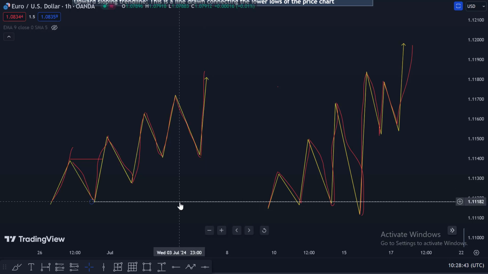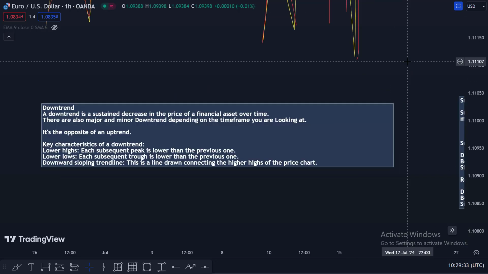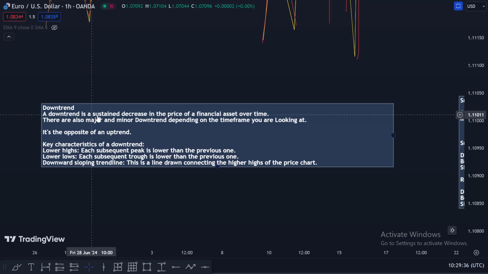So let's go to the downtrend video so we can actually understand what a downtrend is. A downtrend is a sustained decrease in price of a financial asset over time. There are also major and minor downtrends depending on the time frame you're looking at. Very important, like what I said in the uptrend, it's just vice versa. I'm going to be explaining that when we get to the market structure video, which is the practical aspect. You can see downtrend is the opposite of uptrend.